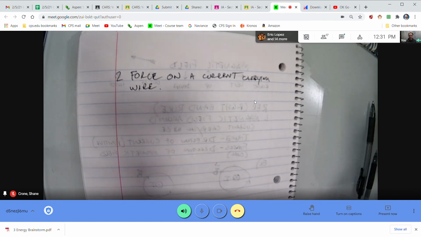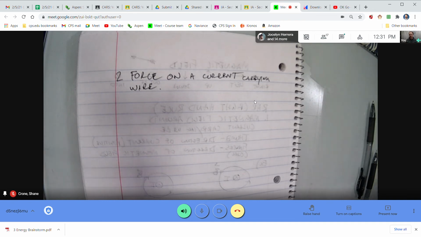It will behave just like a magnet. It will exert a magnetic field, the compass will be affected by it, it will be attracted or repelled from other magnets, depending on the orientation of the field from that other magnet. So what would happen if you put current in a wire and then you took that wire and you put it into a magnetic field? Well, what would happen is there would be magnetic force.